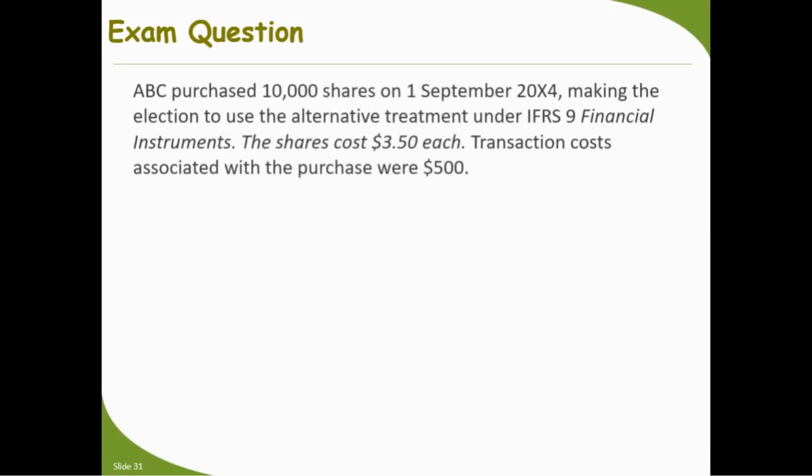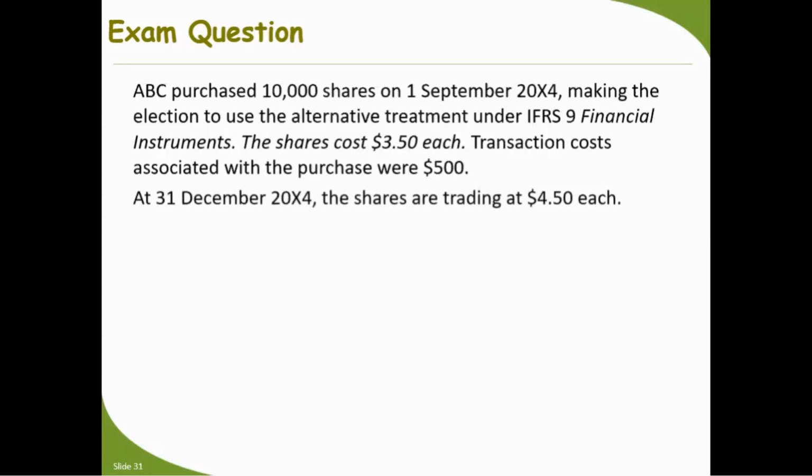ABC purchased 10,000 shares on 1st September 2024, making the election to use the alternative treatment under IFRS 9 financial instruments. Now it is an equity instrument and you have the alternative treatment. What is the alternative treatment? That is fair value through OCI. The share cost $3.50 each, and transaction costs associated with the purchase were $500. Keep in mind, this is an equity instruments investment and you are using the alternative treatment, which is fair value through OCI.